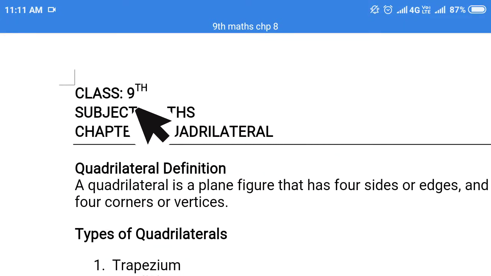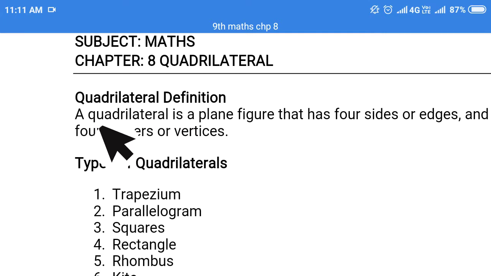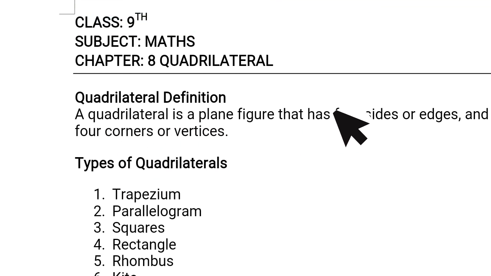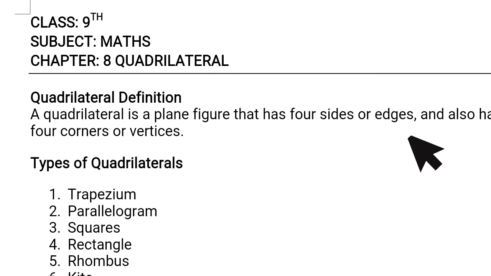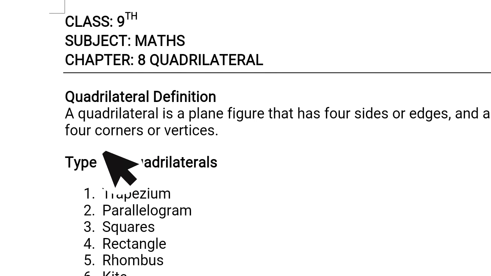Welcome to ninth standard mathematics class. Today we are going to see chapter number 8, quadrilateral. What is the definition of quadrilateral? A quadrilateral is a plane figure that has four sides or edges and also has four corners or vertices.